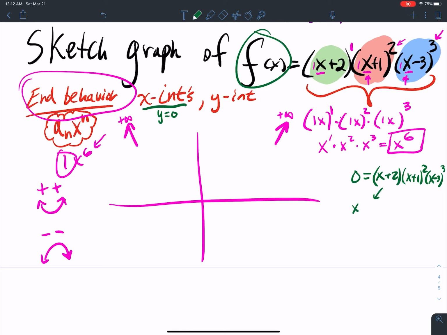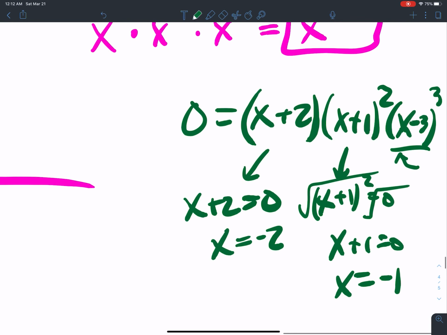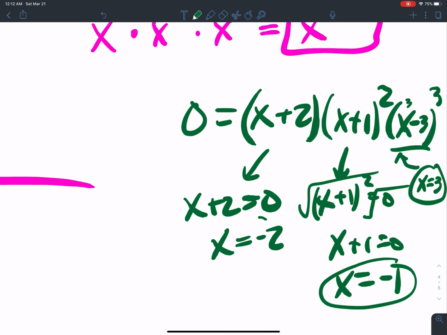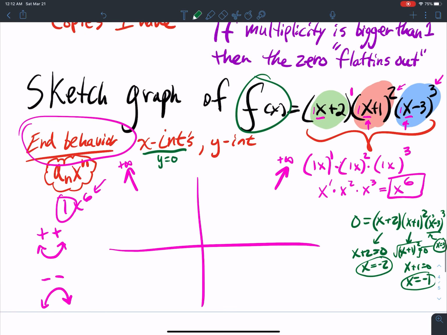that means that x plus 2 equals 0. So x is negative 2. X plus 1 all squared equal to 0 tells me if I take the square root of both sides, I get x plus 1 equal to 0. So x is equal to negative 1. And then this last one, what makes that 0? Well, if I plug in a 3, that would make that 0. So x equals 3 is another one. So those are my 3 zeros, okay?